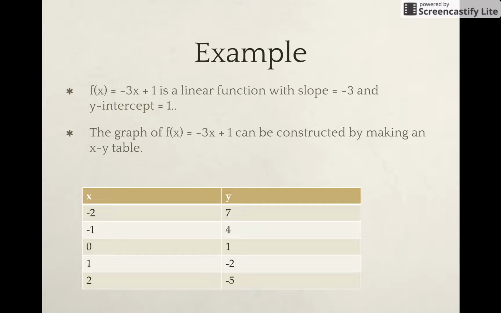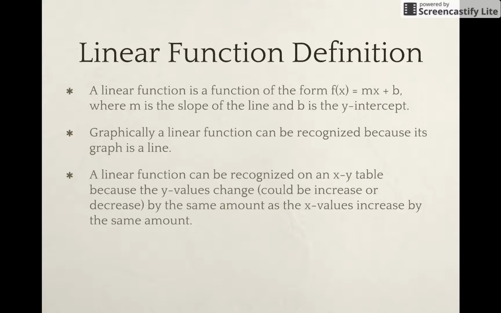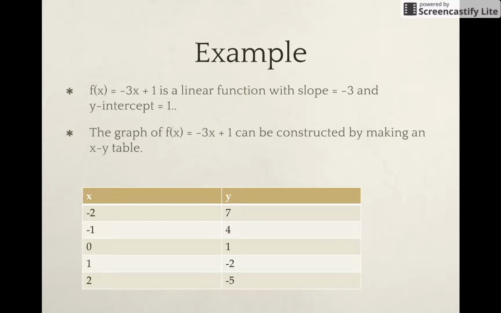So I'm going to go back to that definition so we see it once more. That is f of x equals mx plus b. The m, that coefficient for x, is the slope, and the constant term there is the y-intercept. So we see that the constant term in this function is 1, and so we know that's the y-intercept.